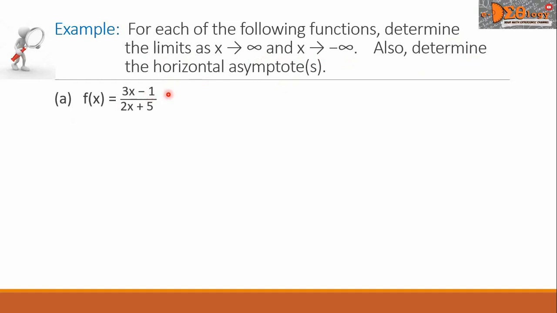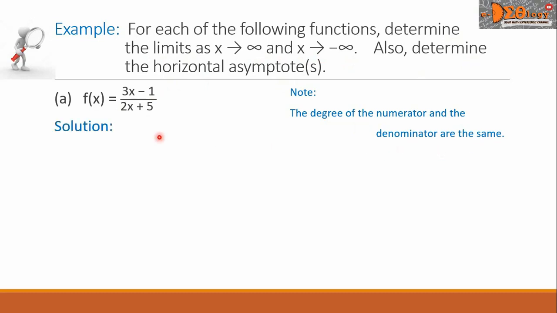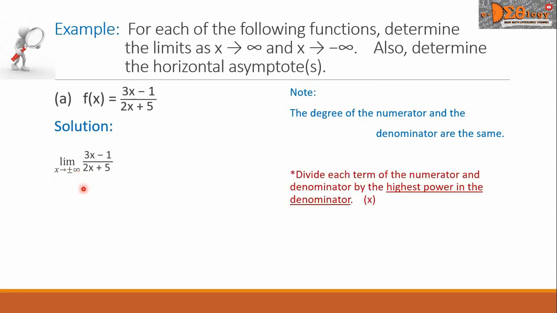This is the first function. f of x equals 3x minus 1 all over 2x plus 5. Note here that the degree of the numerator and the denominator are the same. For our solution, we will take the limit of the function. So we write here the limit of 3x minus 1 all over 2x plus 5 as x approaches positive or negative infinity. As a rule, we're going to divide each term of the numerator and denominator by the highest power in the denominator. In this case, the highest power is x. So this expression becomes like this.